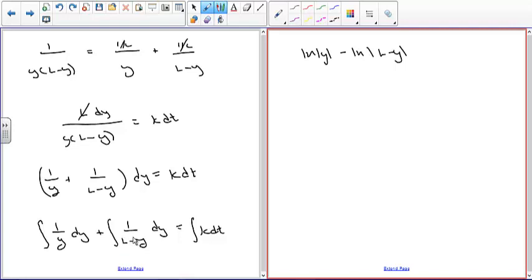So if I used u substitution, where u is L minus y, when I take the derivative, I get negative dy. Negative dy is equal to du, so that's where the negative sign comes from. And over here, the integral of k dt is just kt plus c. So that's the solution, but you can change that.